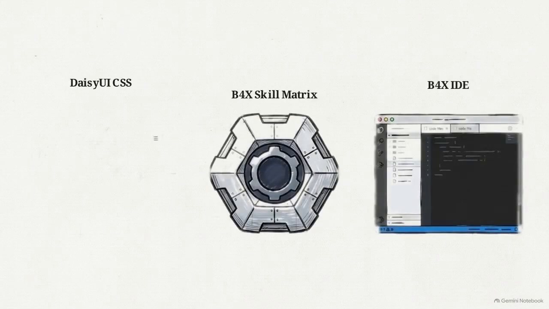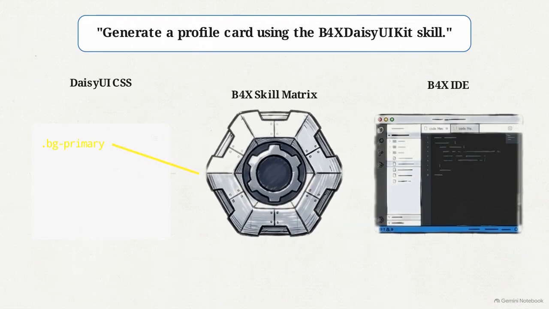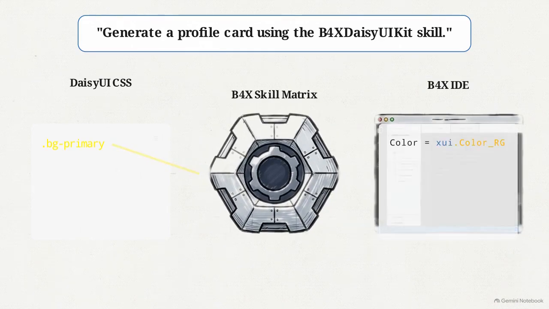This technical view demonstrates the translation matrix in real time as we submit a new prompt. Generate a profile card using the B4X DaisyUIKit skill. The user intent requires a primary background color, denoted in the DaisyUI system as bg-primary. The skill intercepts this utility class and maps it through the matrix, outputting the exact B4X method, color equals XUI.colorRGB. The design also requires rounded corners, represented by the class rounded-lg. The matrix intercepts this and writes setCornerRadius directly into the native IDE.